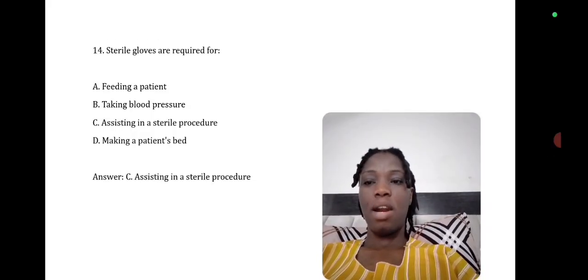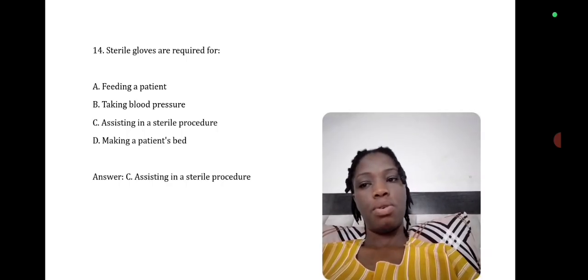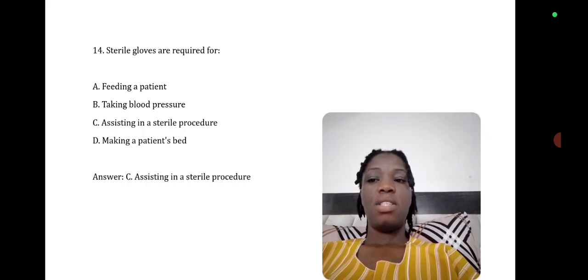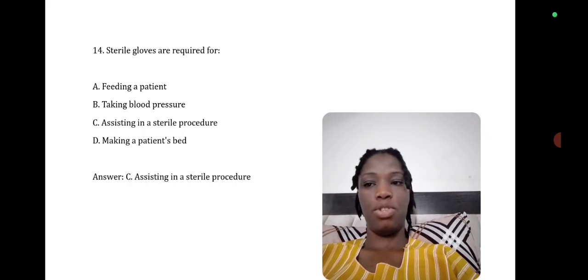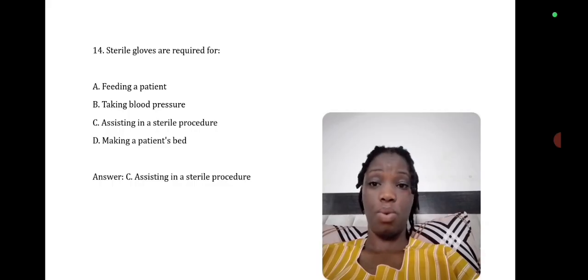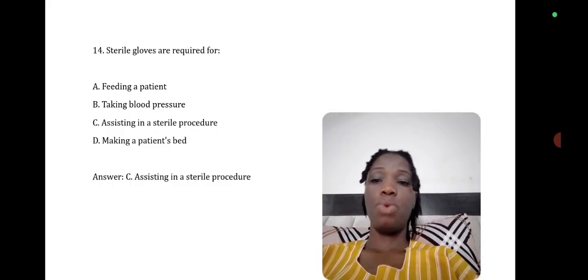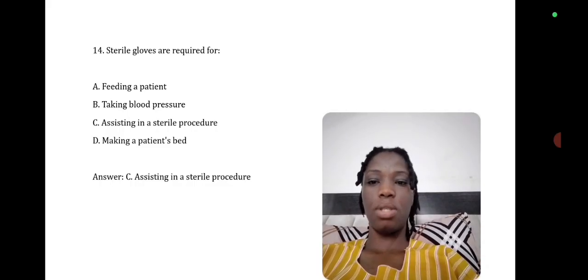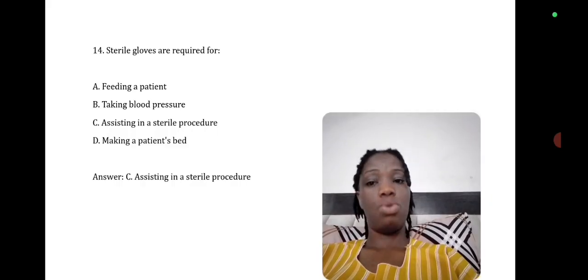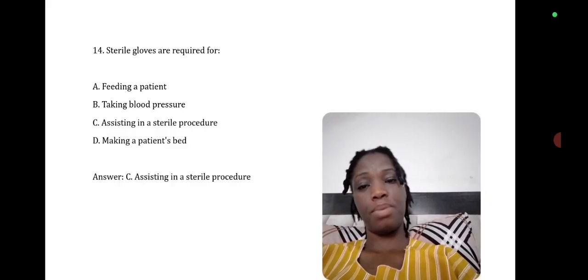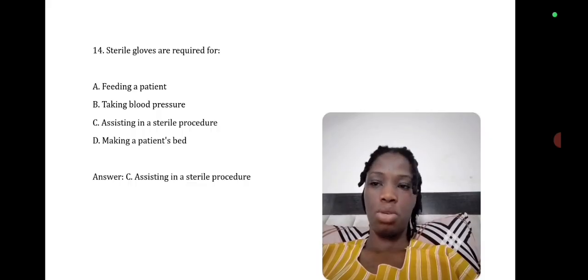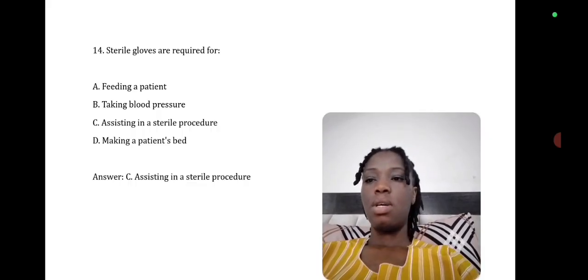14. Sterile gloves are required for A. Feeding a patient, B. Taking blood pressure, C. Assisting in sterile procedure, D. Making a patient's bed. Sterile should be for sterile procedures. If you want to feed patient, take blood pressure, or make bed, you use normal latex glove for that. Because what you are doing is a clean procedure and not a sterile procedure. In hospitals, you have clean procedures, which are the medical asepsis, sterile procedures, which are the surgical asepsis.